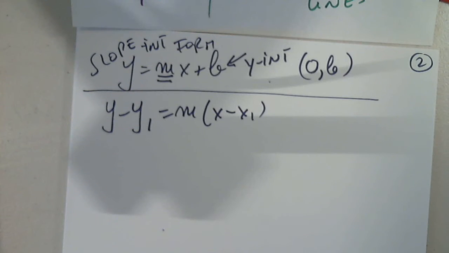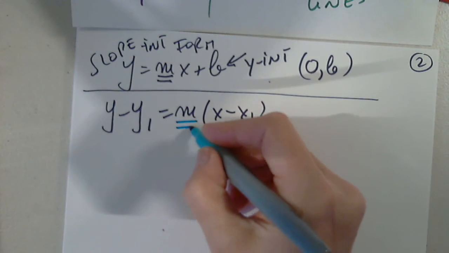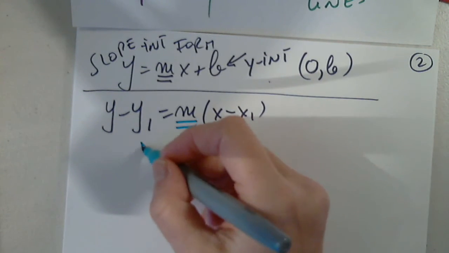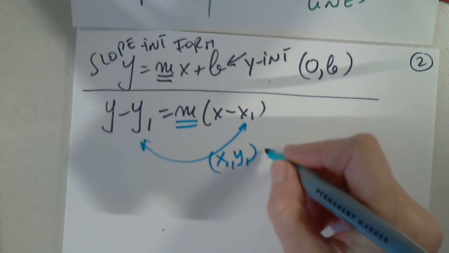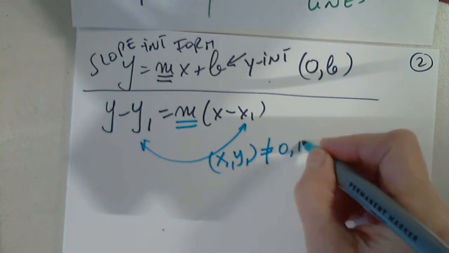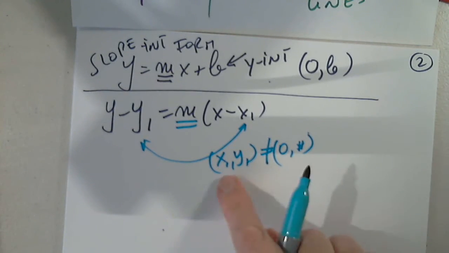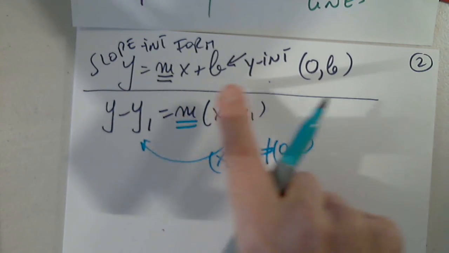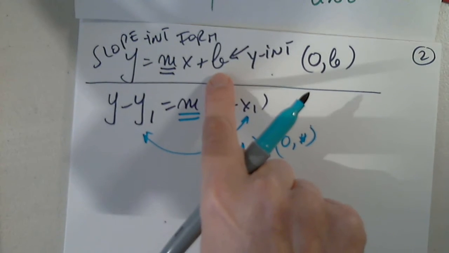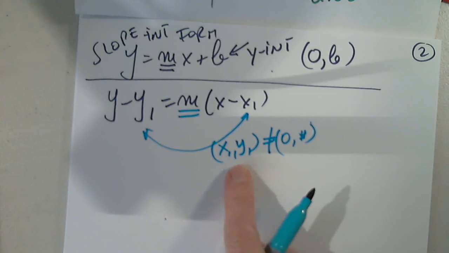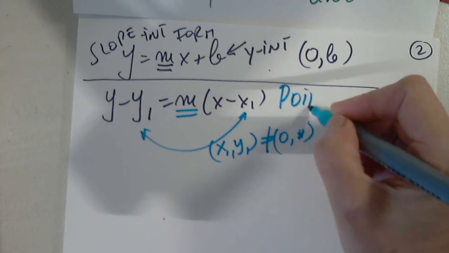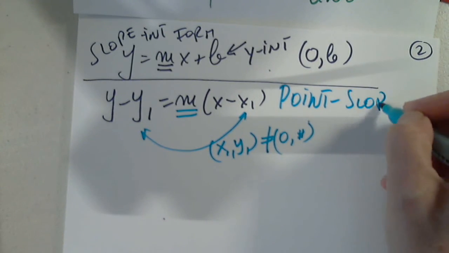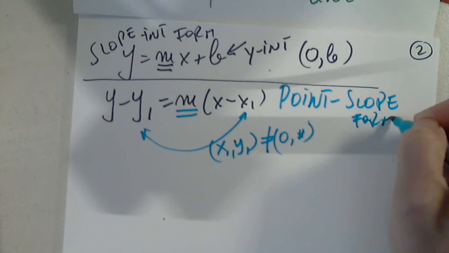What about this? Here, this is the slope, and this is a point. The point x1, y1, normally not 0, a number. Because if I have 0, a number, I will immediately present this equation. If I don't have 0, a number, I will use this equation, which is called point slope form.